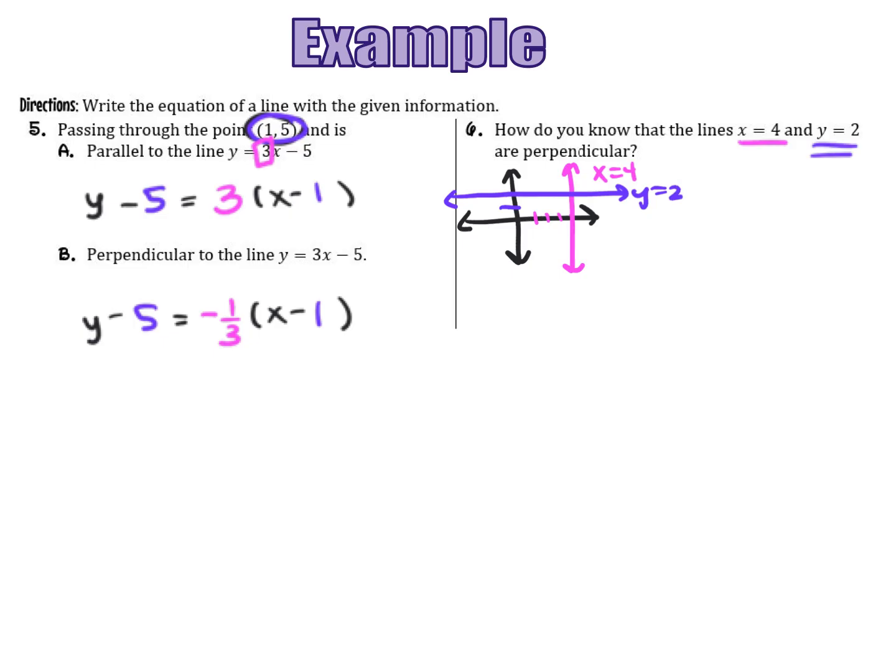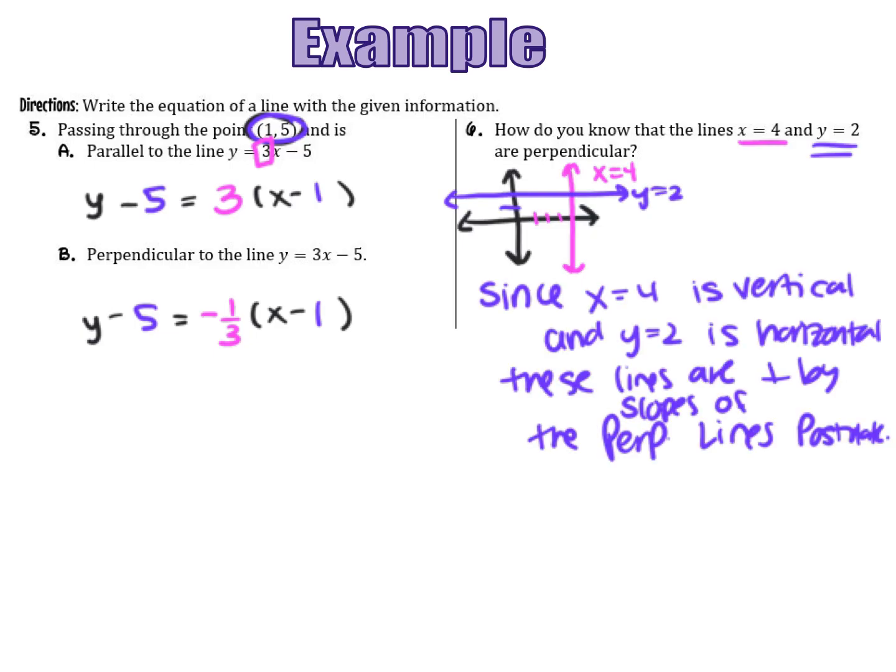So if we have a horizontal and a vertical line, we know that they are perpendicular because of the slopes of perpendicular lines postulate that we learned in this lesson. So we're just going to say, since we have a horizontal and vertical line, they are perpendicular by the slopes of perpendicular lines postulate. And there we have it.